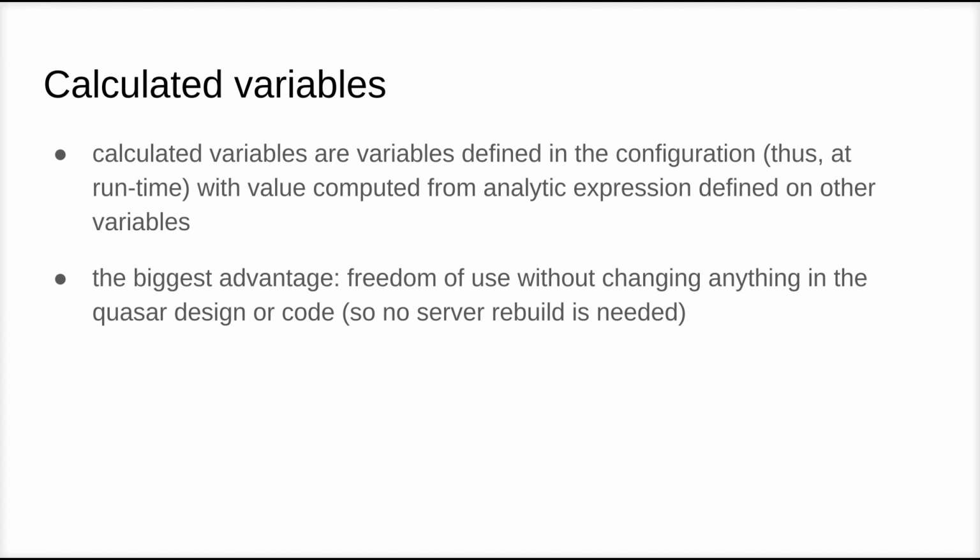While calculated variables you add in the configuration. Configuration is something that's loaded at runtime, does not require any recompilation of the server, so it has a lot of advantages. And of course, you don't have complete freedom when doing things in configuration. For instance, you cannot run C++ code without recompiling. So this is not the type of calculation we can do, but you can still do a lot of interesting things by defining an analytic expression.